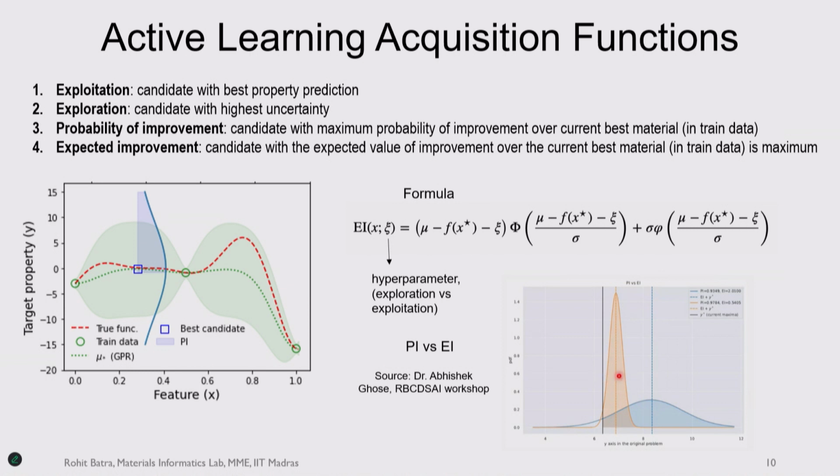The first one is more confident. The second one is less confident. But the mu of this is very close to my current best. The mu of this is farther from my current best. And if I really want to talk about the quality of improvement, which one do you think is better, blue or yellow? The mean for the blue is higher, right? So what you will see is that blue point is actually a better candidate.